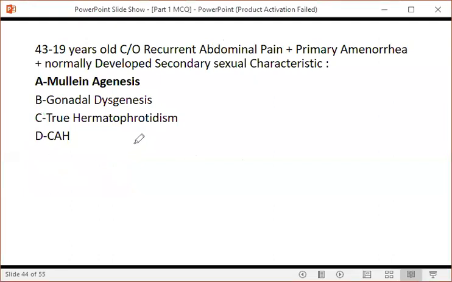A 19-year-old complains of recurrent abdominal pain, primary amenorrhea, and normally developed secondary sexual characteristics. Okay, what is this? Again, recurrent abdominal pain, primary amenorrhea, normally developed secondary sexual characteristics. What are the secondary sexual characteristics? Breast and hair. What would this be? Is it Mullerian? Is it gonadal? Is it true hermaphroditism, which is not mentioned anymore?